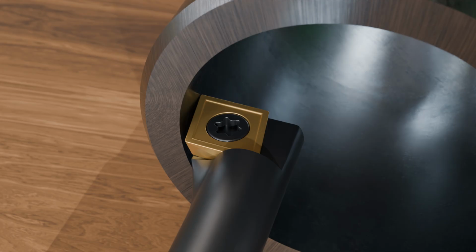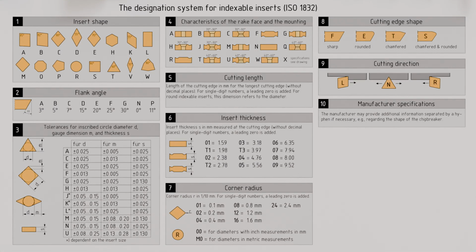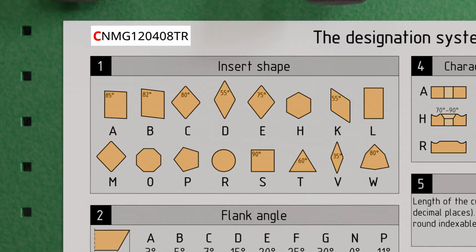The standardization of indexable inserts for turning will be explained in the following. The designation of an indexable insert follows ISO standard 1082. This standard divides the designation into a total of 9 blocks, each containing either letter or number codes. Let's take a closer look at the given designation of an indexable insert. The first letter in the designation indicates the shape of the insert. In our case, the letter C stands for a diamond-shaped insert with an 80 degrees corner angle.